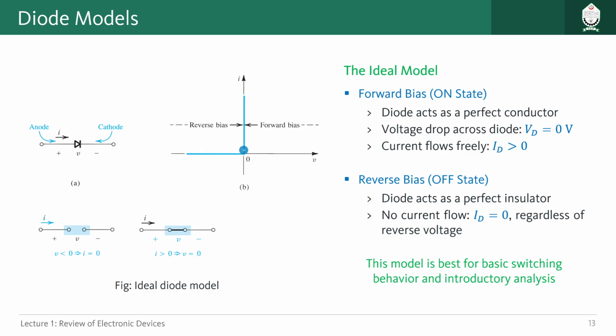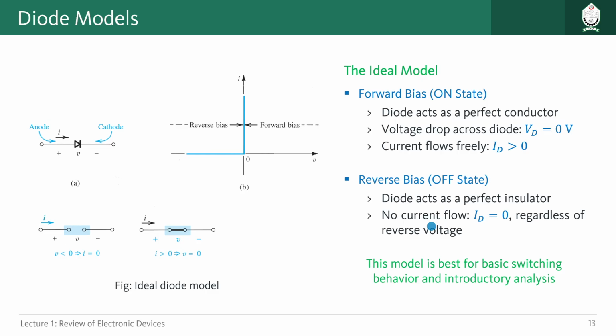As you can see in this graph, whenever a positive voltage is applied across our diode, the voltage across the diode is 0 and the current is a vertical line. That means it has no resistance. It acts like a proper conductor with 0 resistance. For reverse bias, whatever voltage you give, the diode should not conduct. That means ID should be 0 regardless of reverse voltage. This is the ideal characteristic of a diode, and we call this the ideal diode model.